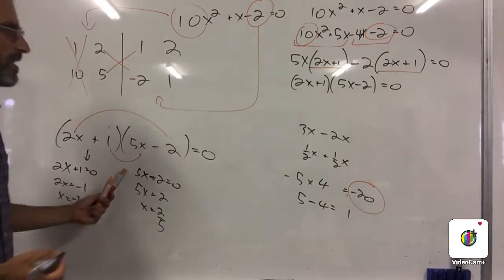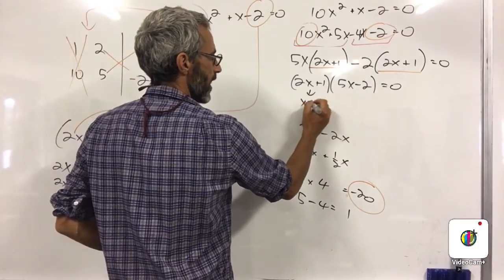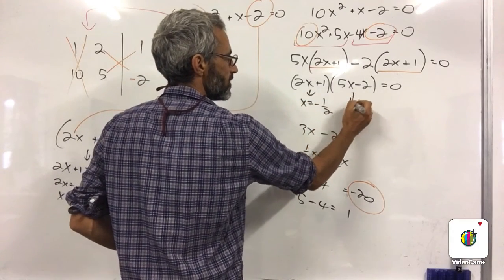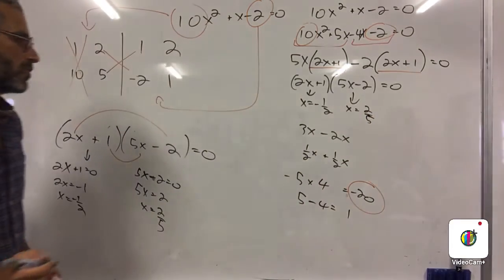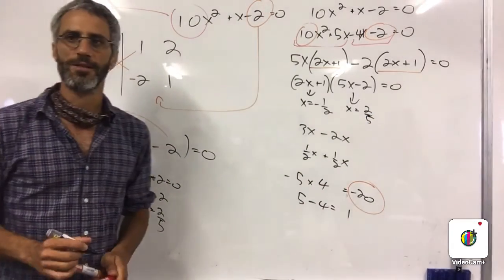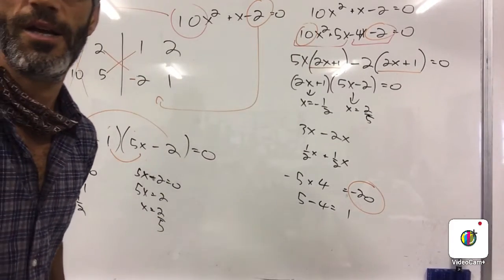And just as we did here, I'm just going to do it quickly this time. Okay? This solution will give you x equals minus half. This solution will give you x equals 2 fifths. And we got the same answer. Okay? I'll stop here and we'll move on.